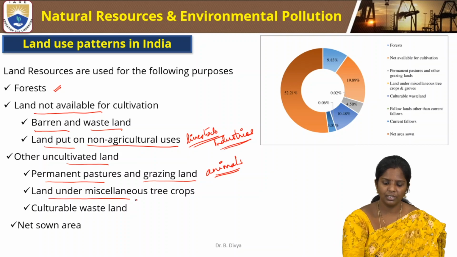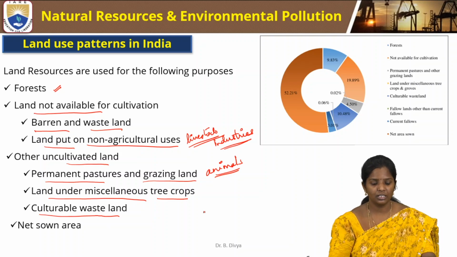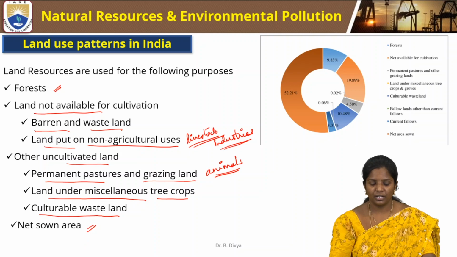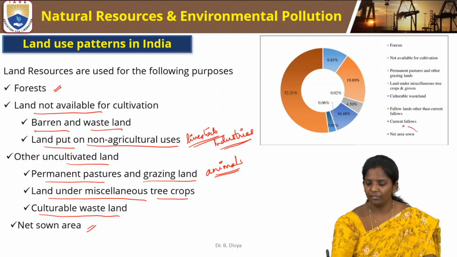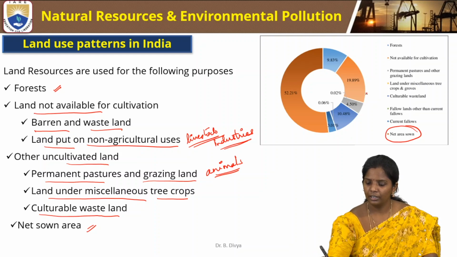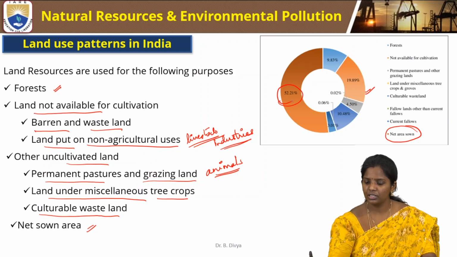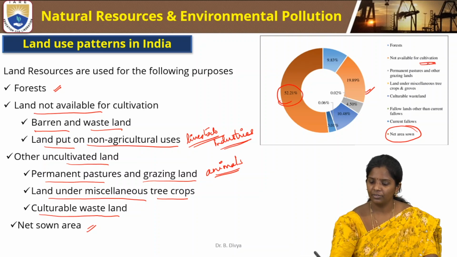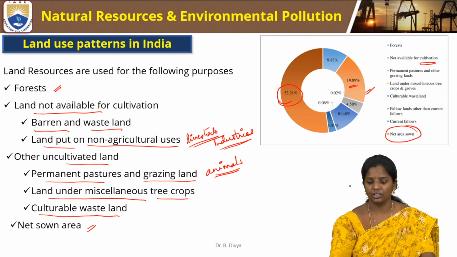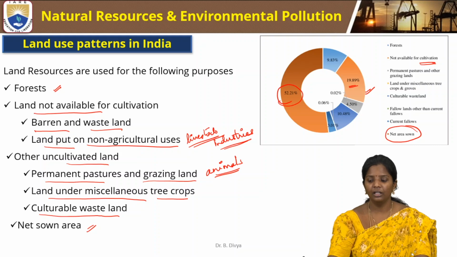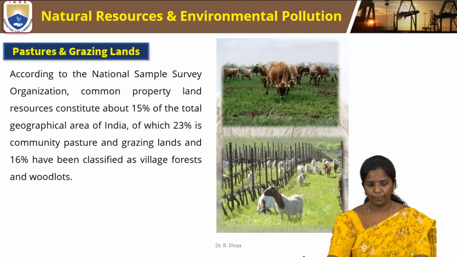So our land under miscellaneous tree crops and cultivable wasteland. Wasteland is also present, and net sown land or the agricultural land is present for about 52.21%, and also not available for cultivation is 19.9%. So this is the amount of land that we are using for cultivation and non-cultivation lands.